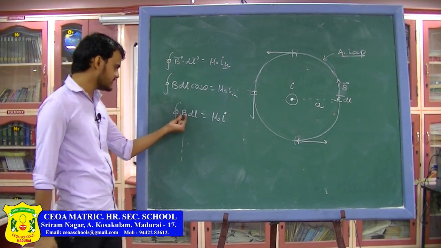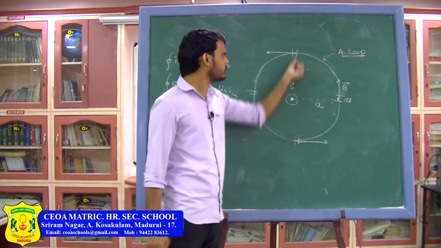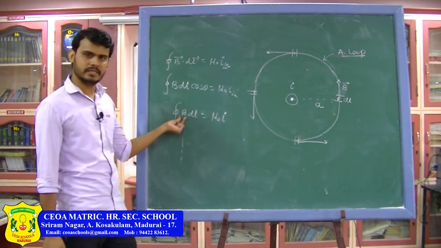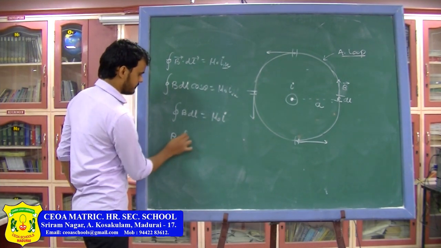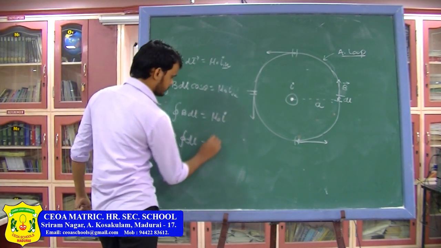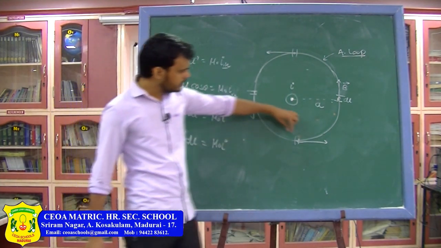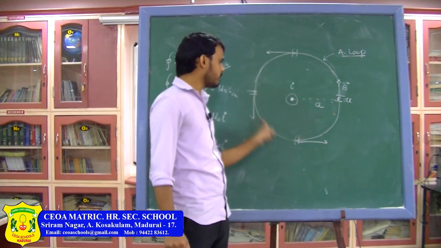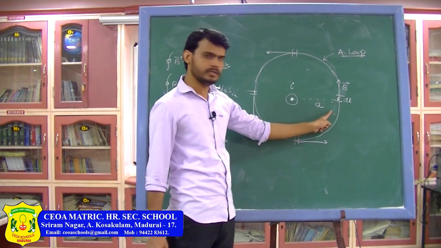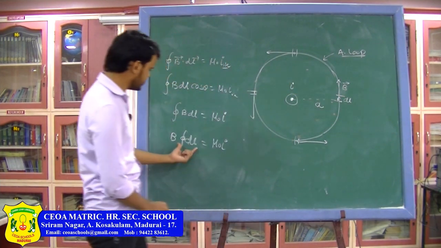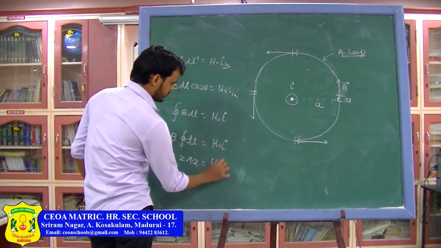To find this integration, I can see that this B is constant everywhere, because all the points are symmetric on this loop. So the magnitude-wise this B will be constant. So I can take it out of the integration and I will be left with the closed integration of dl, which is equal to mu naught into I. Now the closed integration of dl will be this length plus this length and so on. If you add all of these elements, you will get the total integration of dl, which will be equal to 2 pi a, the perimeter of the circle. So I can write B times 2 pi a is equal to mu naught I.